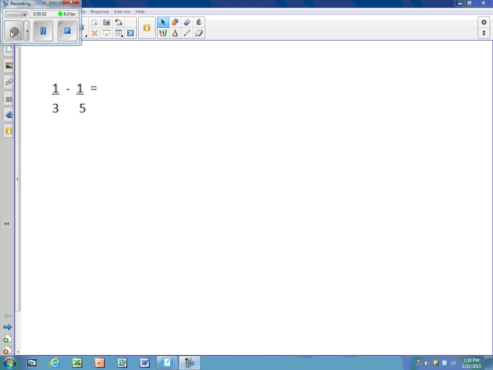Okay, this is Module 3. We're working on Lesson 12, subtracting fractions with unlike denominators without using pictures. So we're going to take our 1/3 and 1/5 and write it vertically. We're then going to list our denominators at the top and skip count by them.